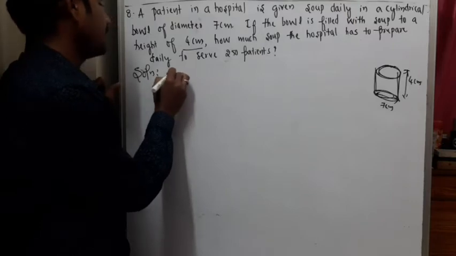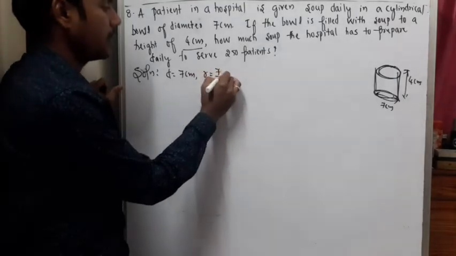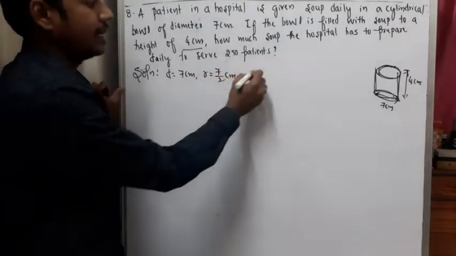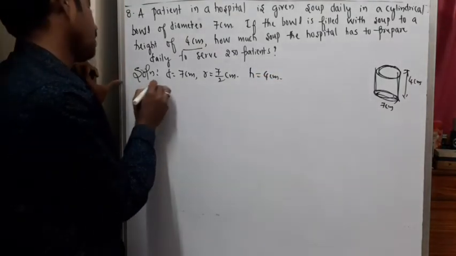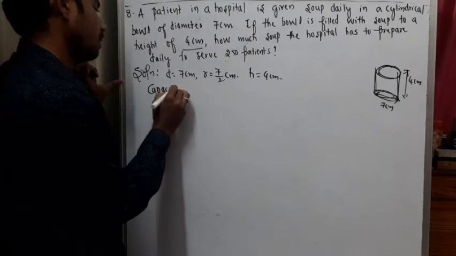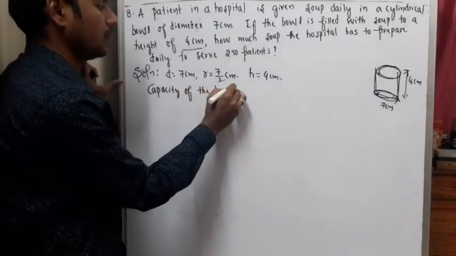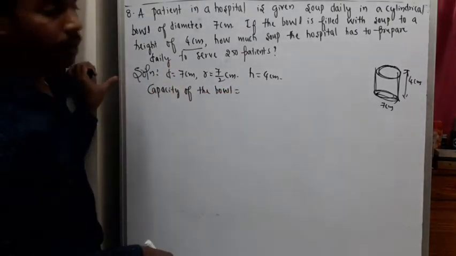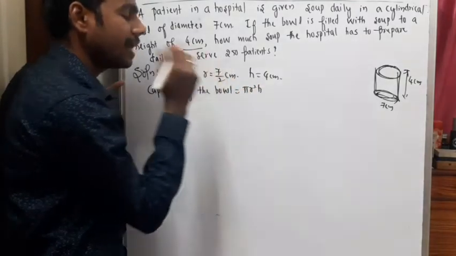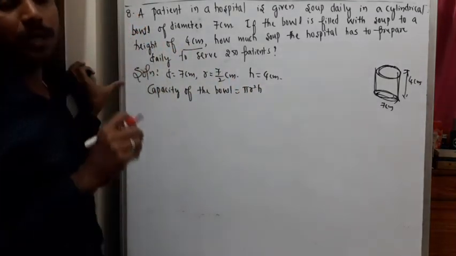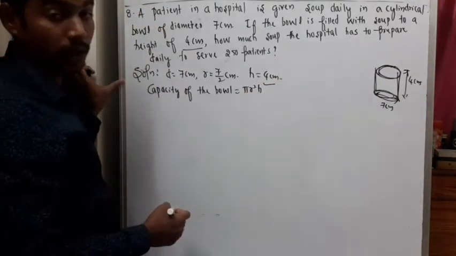So diameter is given, that is 7 cm, now r I want, that is 7 by 2 cm. Height is given, that is 4 cm. Capacity of the bowl is equal to pi r square h. Why have I taken pi r square h? Because the bowl is in the shape of a cylinder. I need to apply the volume of a cylinder formula, that is pi r square h.